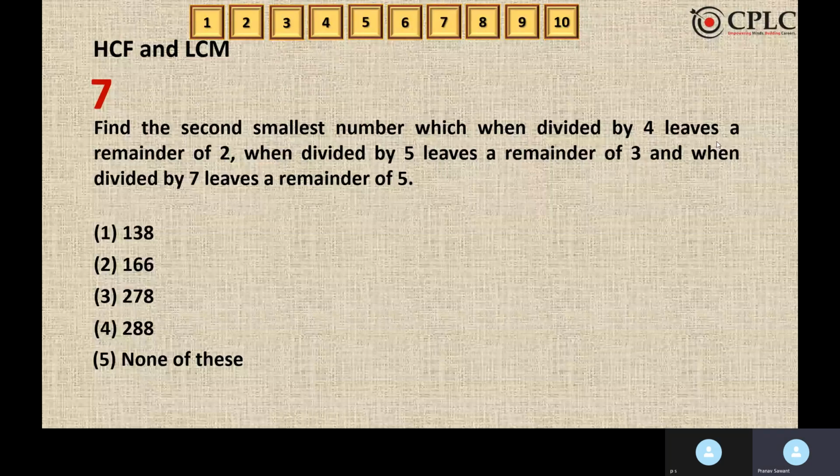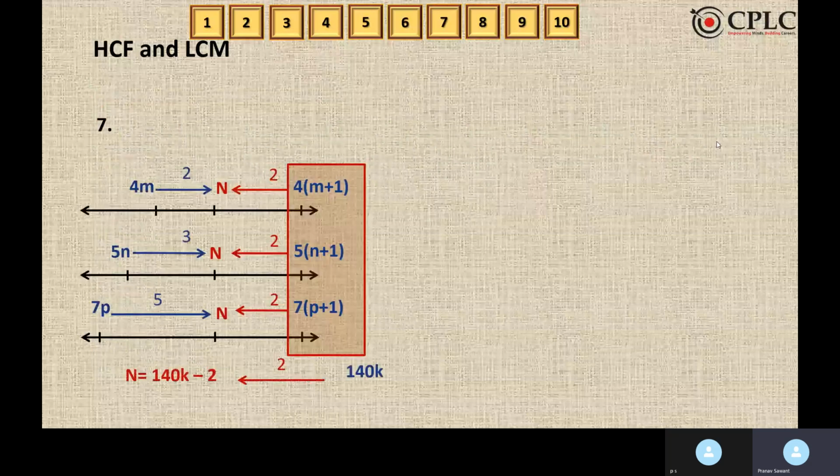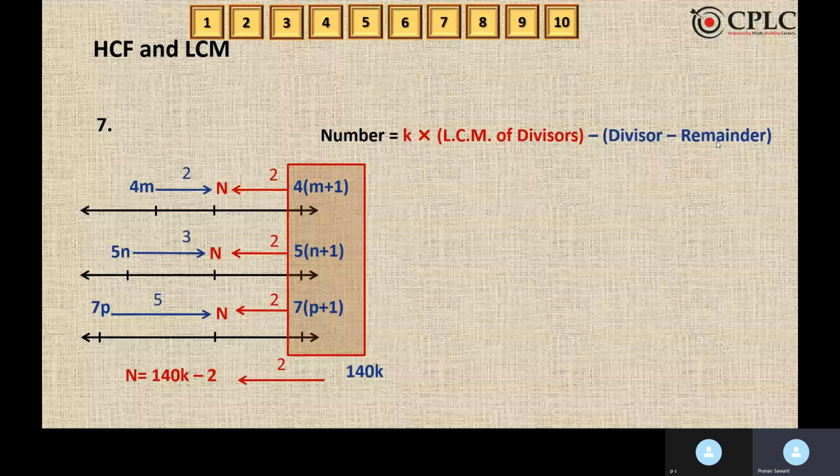Again, there's a formula which we will apply when we come across such type of questions. There's just one condition, that the difference must be the same between divisor and the remainder in each case. If the difference between divisor and remainder is the same in each case, only in that case we can make use of the formula, which we will see just now. The formula is: number is equal to k into LCM of divisors minus (divisor minus remainder).